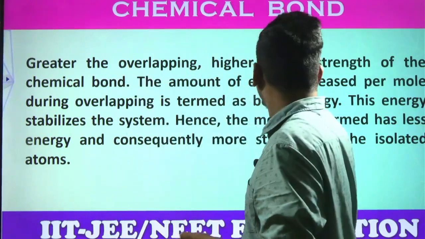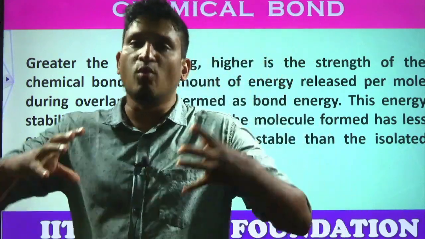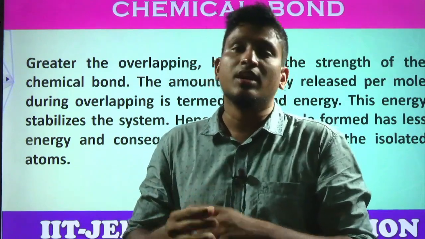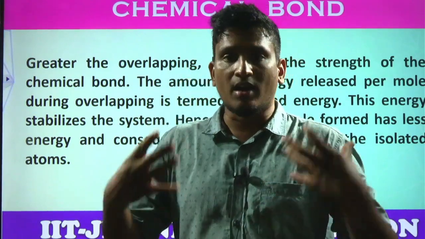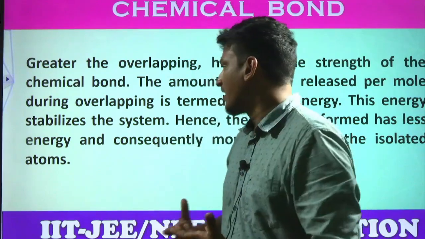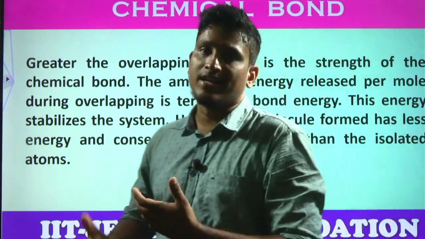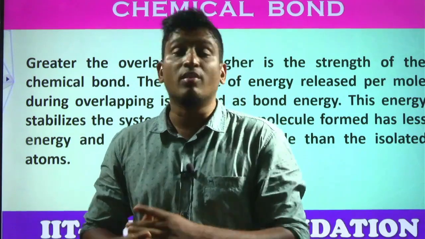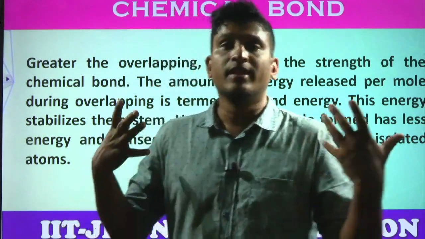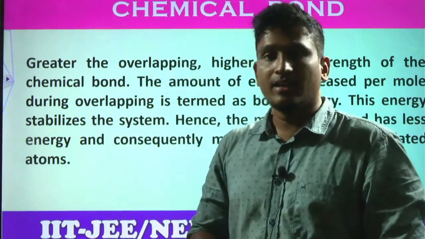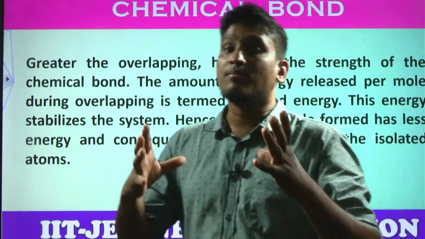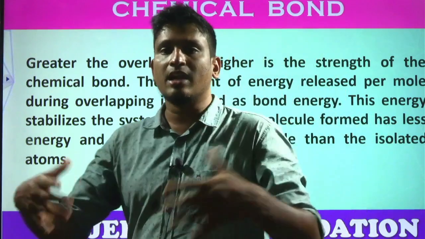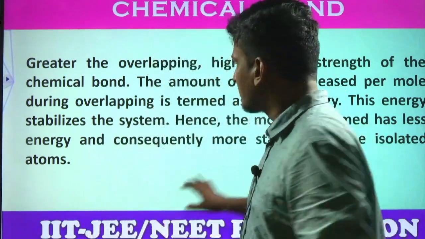Greater the overlapping, higher is the strength of the chemical bond. If these orbitals completely overlap with each other, the bond strength will be more, and the combining elements release high energy, which is called bond energy. If it is a strong bond, is it easy to break that bond? No, the bond energies will be higher. When the extent of overlapping is greater, they release high energy and the bond strength is very high, and more stable than the isolated atoms. And that is ultimately why these atoms combine to form a stable molecule.